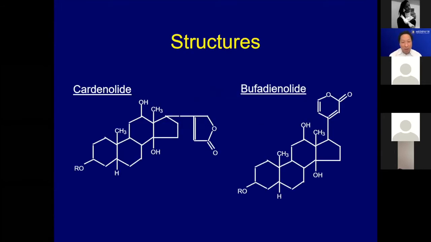Next slide. So the cardenolides are a class of cardioactive steroids found in plants like digoxin, digitoxin, oleandrin, for example. And the bufadienolides are the type of cardioactive steroids that are found in animals, or mammals particularly. The only difference between these two structures is the pyrone ring. The cardenolide is a 5-member ring, and the bufadienolide is a 6-member ring. That's the only difference. Next slide.